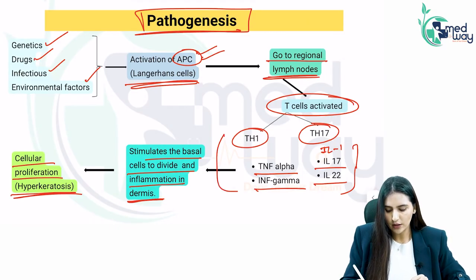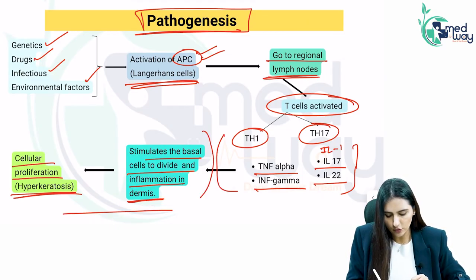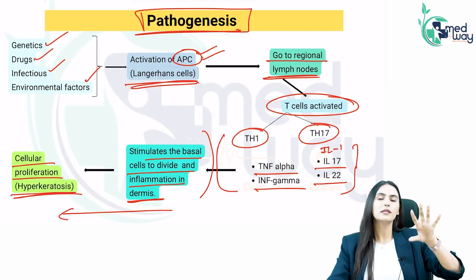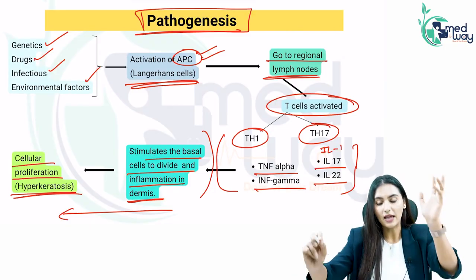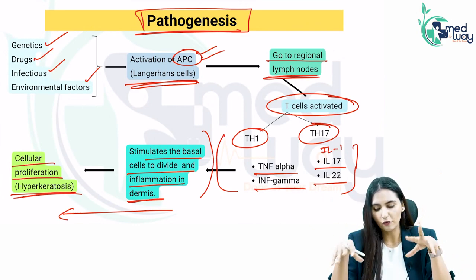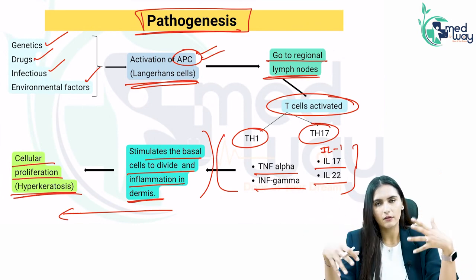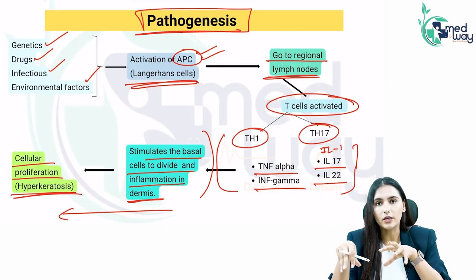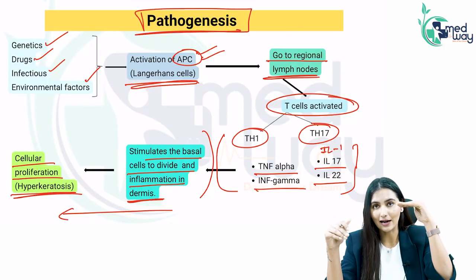I am sure you understood it till now. From here, you may not have understood what happened. See, after your interleukins have been released, everything is happening in the skin. The lymph nodes were there. They activated your T cells. T cells released all of this. These interleukins will go to the basal keratinocytes.